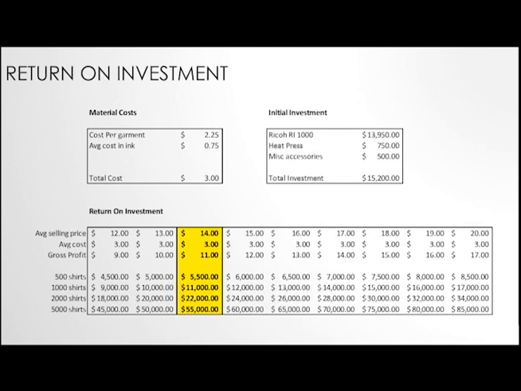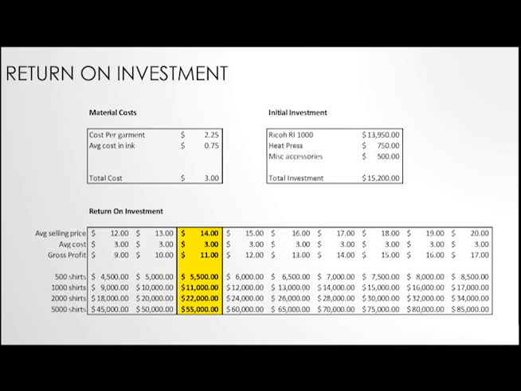Attack both segments. And what you'll see is it'll start to increase that average selling price one way or the other, which means greater gross profit for you, right? Greater profit, which means a really quick turnaround time. And I put here the initial investment. This is pretty standard. I mean, it's just a printer and a heat press, right? And then I threw $500 for miscellaneous accessories in there if you wanted to throw it in there, but a total investment of around $15,000.